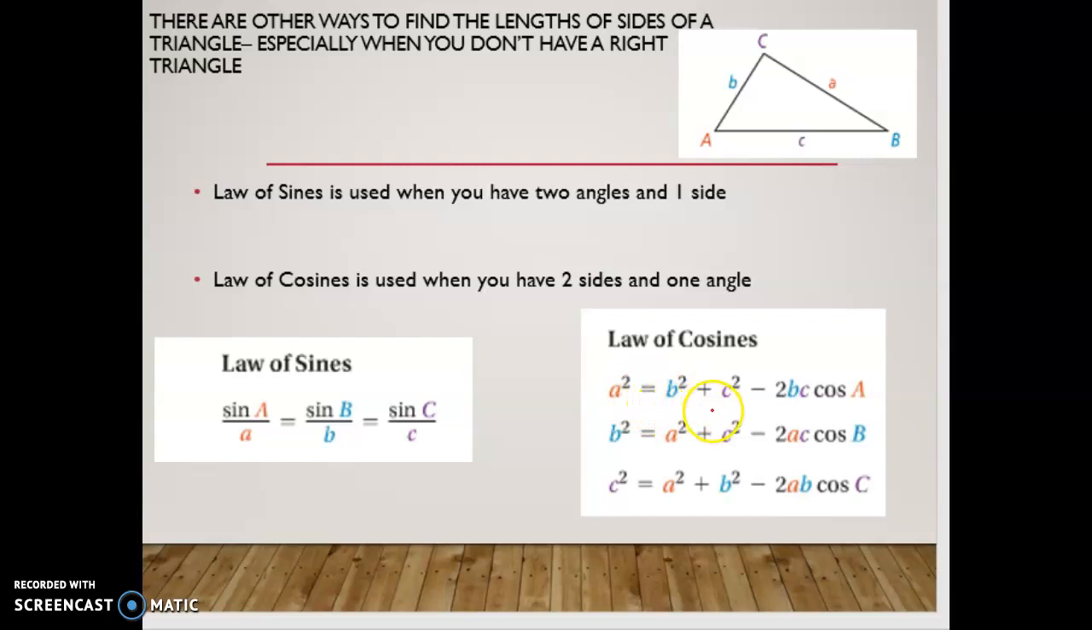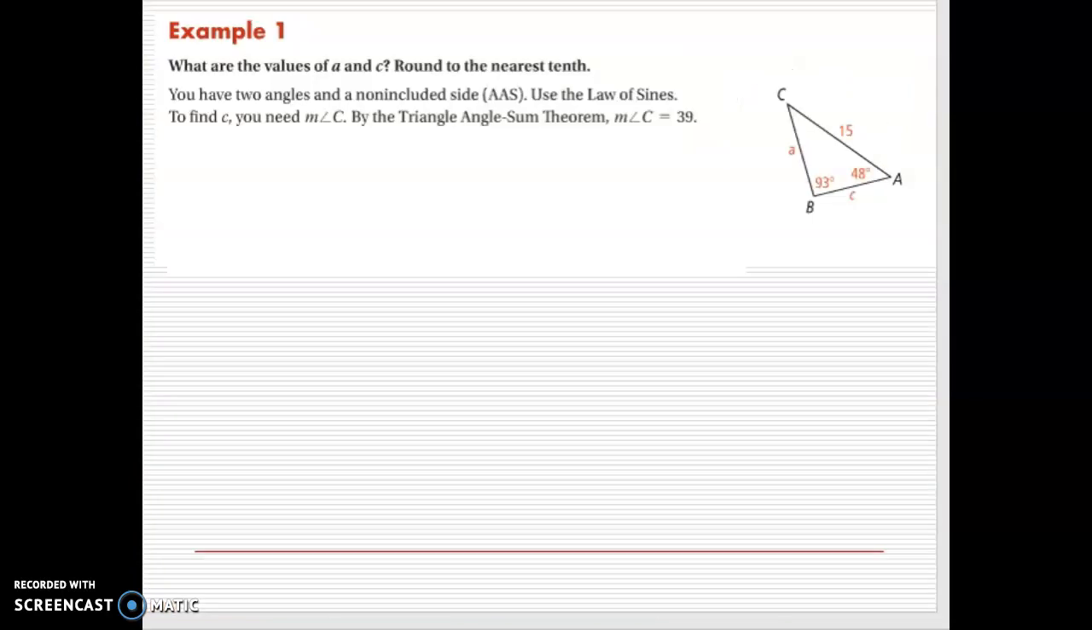A squared equals b squared plus c squared minus 2bc times the cosine of A. And remember I said the side and the angle match up with that. B squared equals a squared plus c squared, the other two, minus 2ac times the cosine of B. C squared equals a squared plus b squared minus 2ab times the cosine of C. So that is what you are looking for.